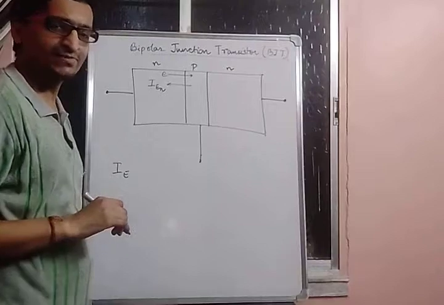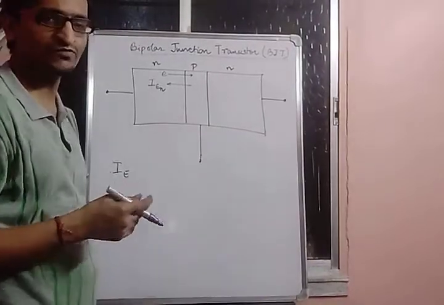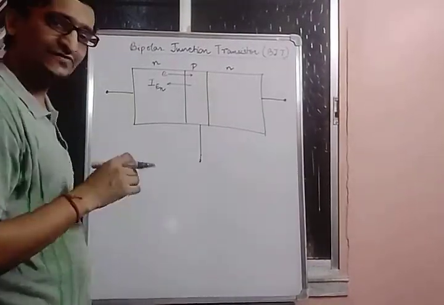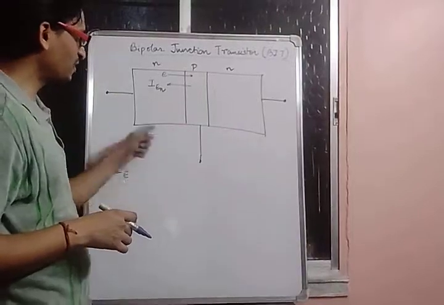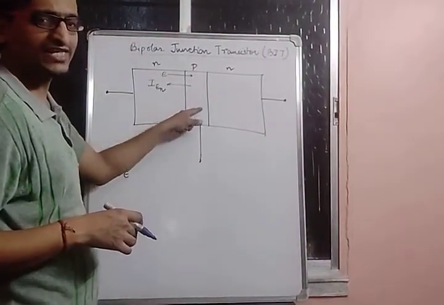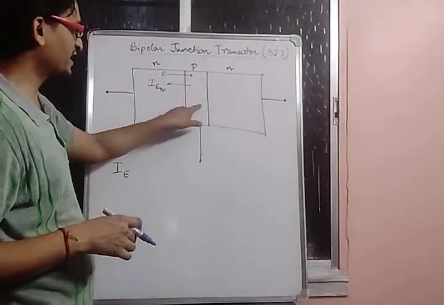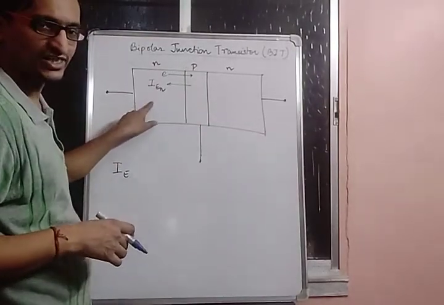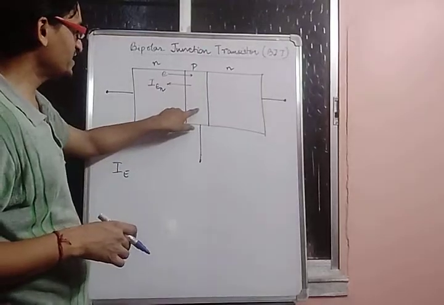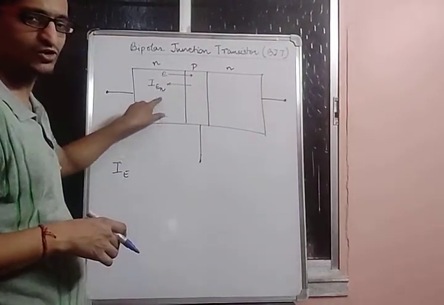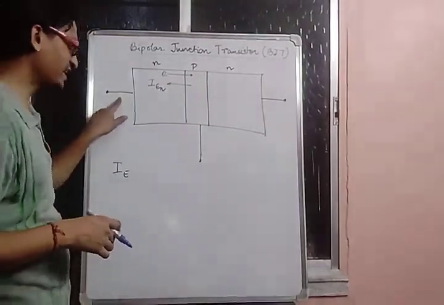Okay, and basically this represents current which is flowing due to the flow of electrons. As well as, since this junction is forward biased, although this base region is slightly doped, some holes will also be injected from base region to collector region. Those holes which are injected from base region to collector region will also contribute towards the emitter current.